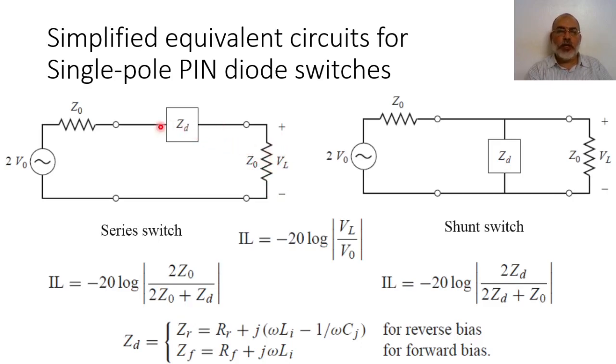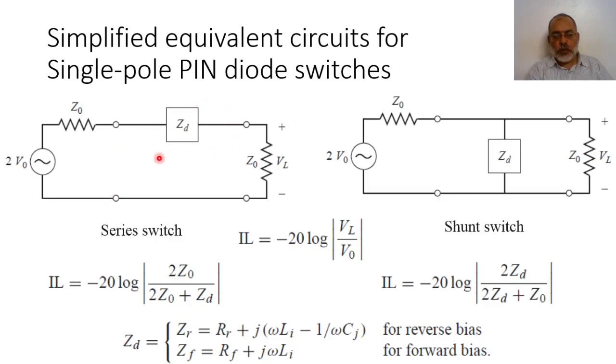For the case of the series PIN diode switch, the diode impedance will be connected in series. For the case of the parallel diode switch, the diode impedance will be connected in parallel. For both cases, we are interested in finding the insertion loss for this PIN diode switch. So the insertion loss will be defined as -20 log the load voltage VL over V0 at the input port.